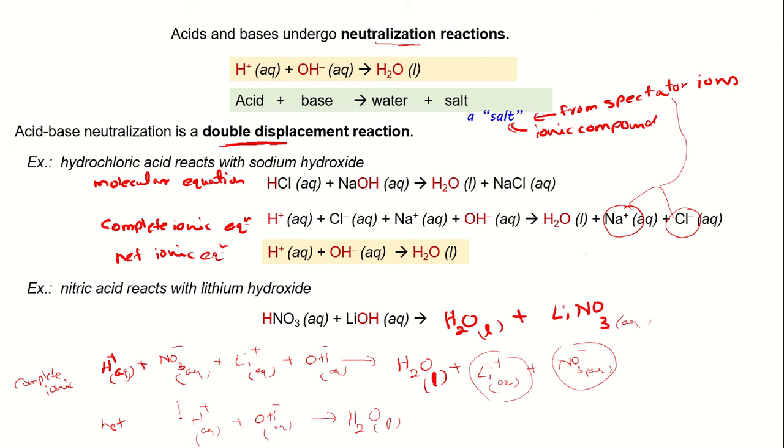Now you might see something interesting. It really doesn't matter what your acid or what your base was. In the second example, your acid is nitric acid, your base is lithium hydroxide. In the first one, your acid is HCl and base is sodium hydroxide. No matter what your acid or base is, your net ionic equation is the same for all acid-base equations. For all acid-base equations, your net ionic equation is always H+ and OH- resulting in water.